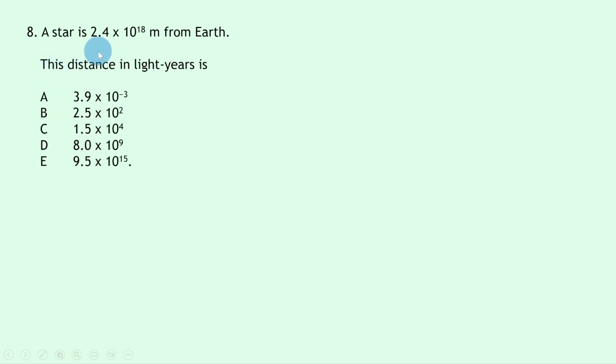Question 8 says a star is 2.4 times 10 to the 18 meters from Earth. This distance in light years is... Well, remember to convert from meters into light years, we need to know how many meters are in 1 light year. So to do that, we can use speed, distance, time. So we can do d equals vt and substitute in our speed of light, 3 times 10 to the 8, and then multiply that by how many seconds are in 1 year.